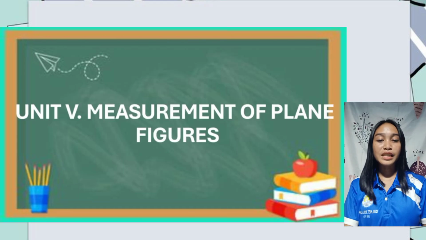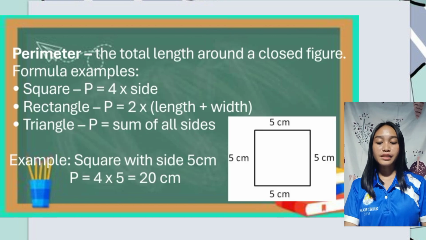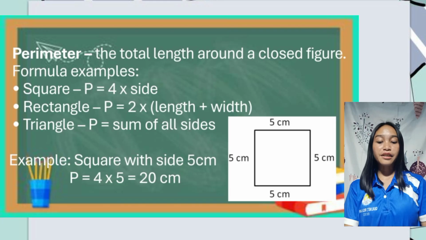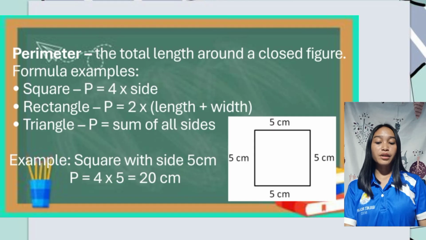And now let us proceed to the last unit, Unit 5, Measurement of Plane Figures. So, what is perimeter? This is the total length around a closed figure. Formula examples are: for a square, perimeter is equal to 4 times side. For a rectangle, perimeter is equal to 2 times length plus width. For a triangle, perimeter is equal to the sum of all sides.